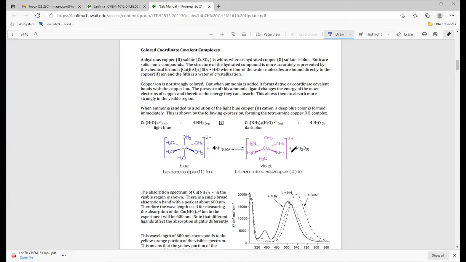And let's see why that is the case. So this is what we're going to deal with. We're going to deal with this dark blue tetraamine diaqua copper 2. I don't know if that's right. Oh, diaqua copper 2. Okay. Tetraamine copper 2. That's what we're dealing with.